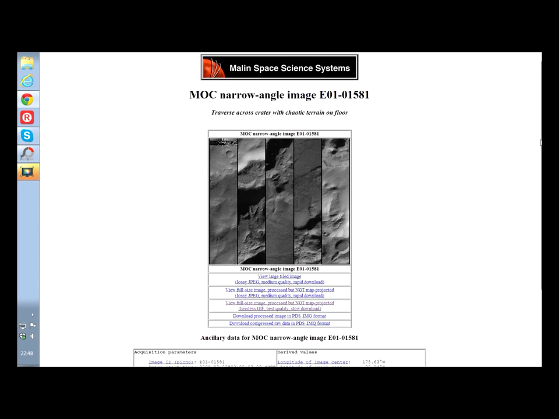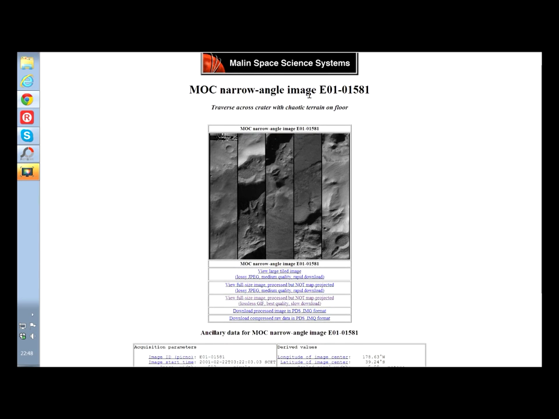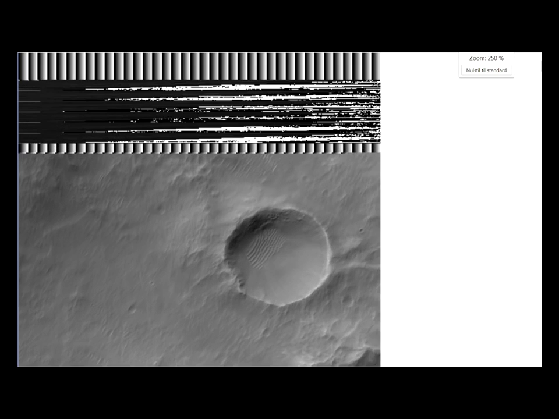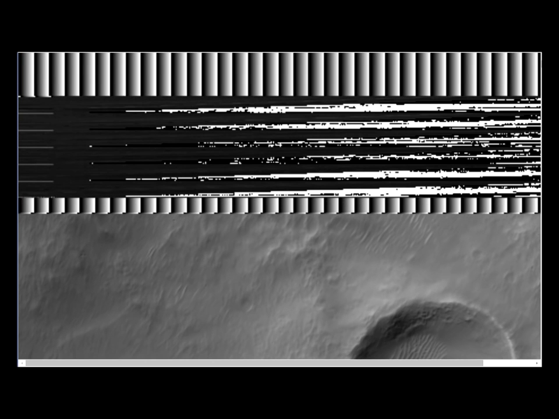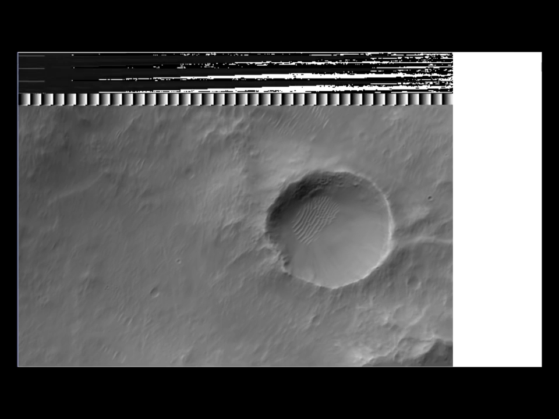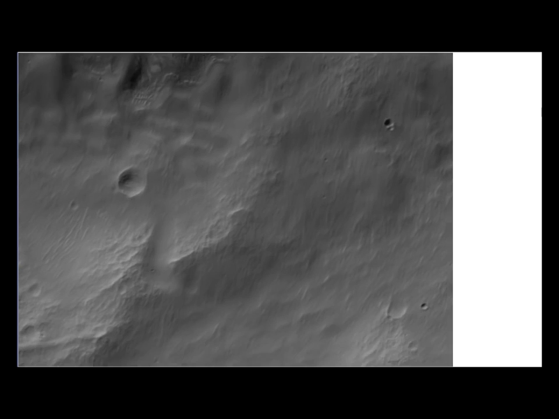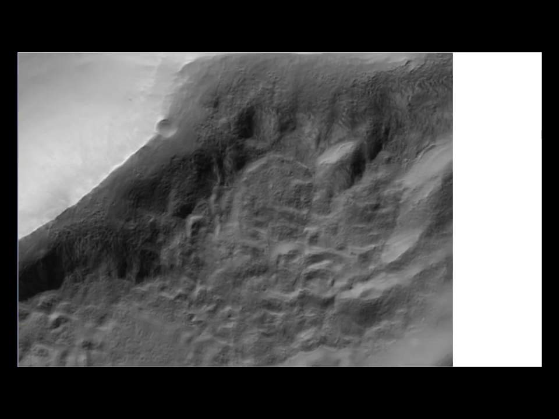This is the MOC narrow angle image, and you have the number up here, and this is the image we're going to look at. Let's take a look at this. There we go. I'm just going to enlarge it a little bit, and we are going down, down, down on the image.